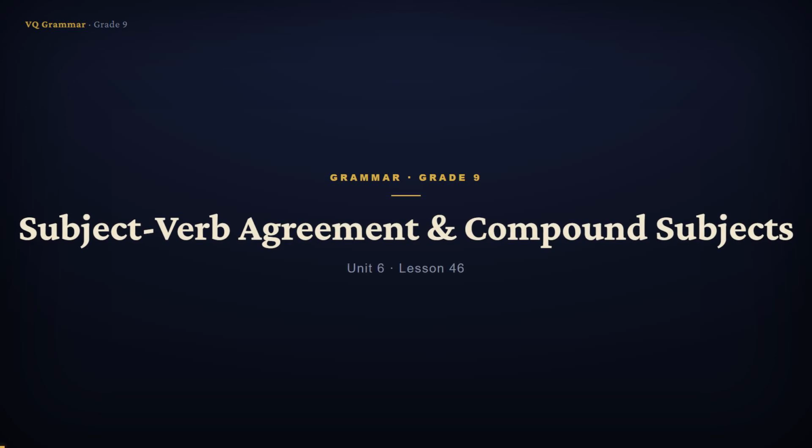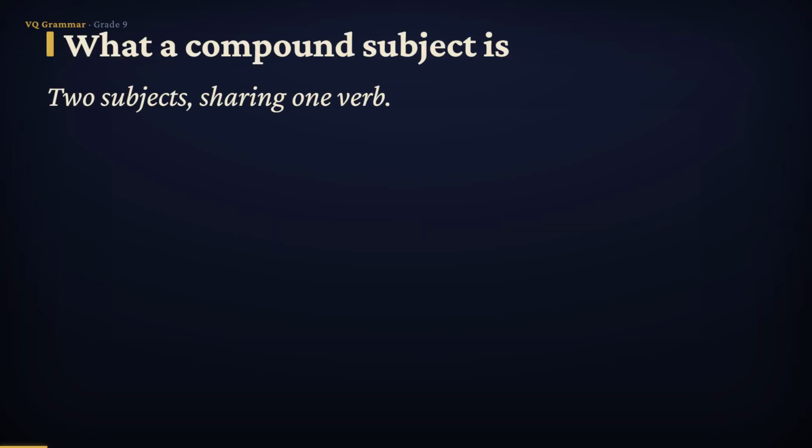This is Unit 6, Lesson 46, and today we're looking at what happens to a verb when a sentence has more than one subject. We call that a compound subject, and it turns out the little word that joins those subjects, and, or, nor, quietly decides whether the verb should be singular or plural. Get that joining word right, and agreement falls into place every time. Let's dig in. Let's start with the idea itself.